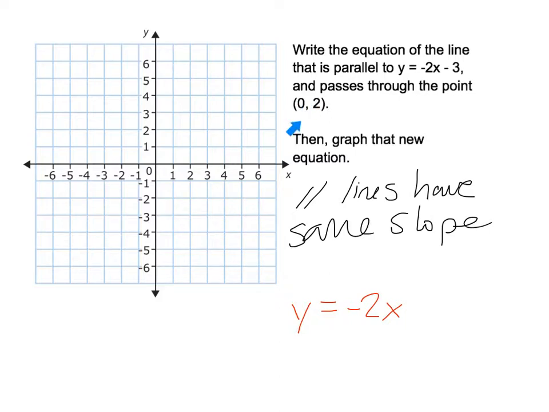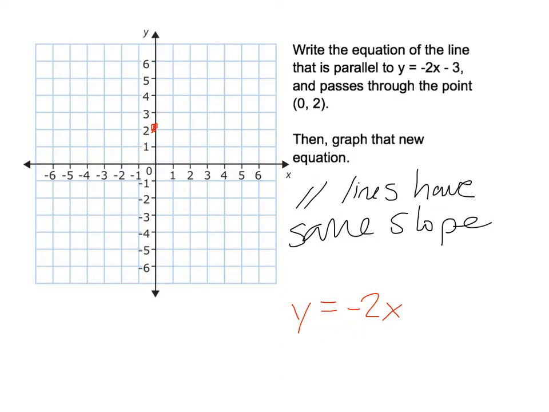Let's think about this point, (0, 2). If I were to graph (0, 2), where would it be? Well, I would start at the origin, go left to right 0, and then up positive 2. So I have a point right there. Look where that point is. That point is on the y-axis. So when we graph this line, it's going to have to pass through this point.